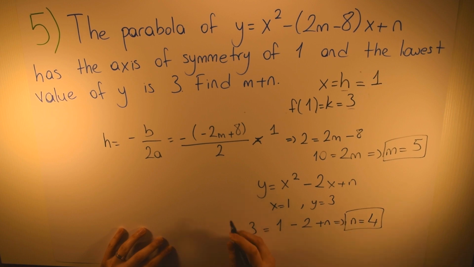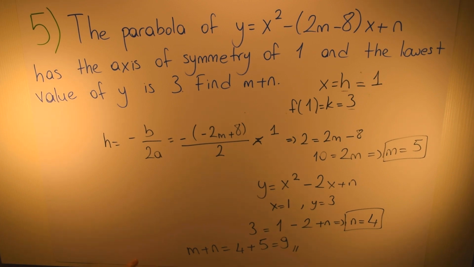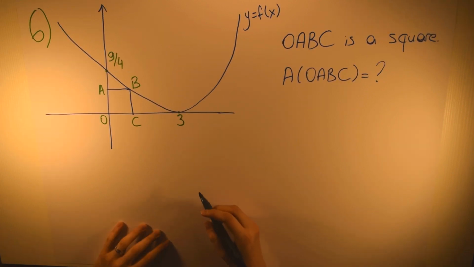So what was our question? It was m plus n. So our answer is 4 plus 5, which is equal to 9. Let's continue with our sixth question.